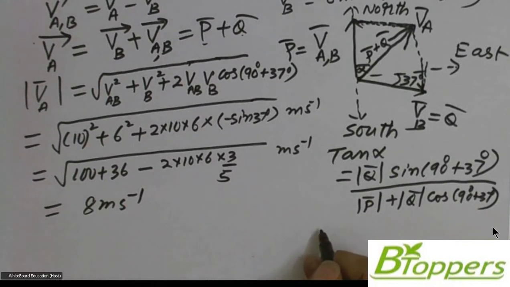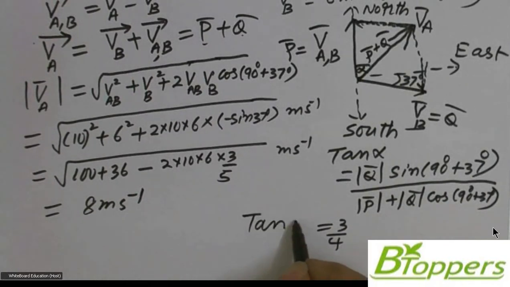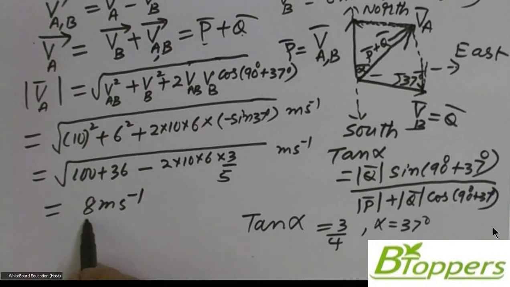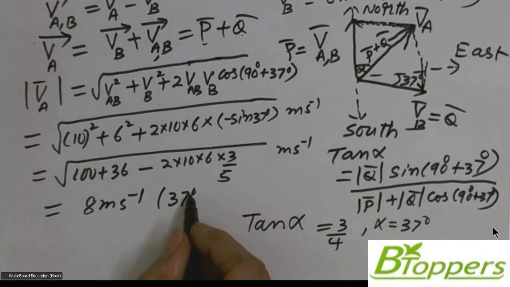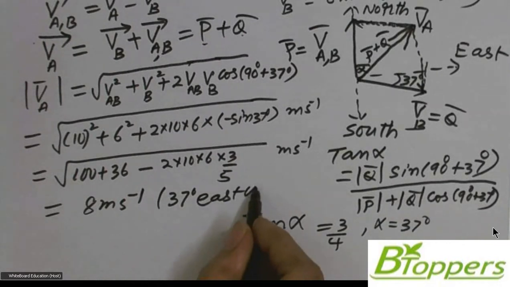Come on, do it yourself. You are supposed to get tan alpha equal to 3 by 4. That means alpha will be 37 degrees. That means the actual velocity of the body A makes an angle of 37 degrees with the north direction and inclined towards east. So the magnitude of the actual velocity of A is 8 meters per second. So the answer is 8 meters per second in the direction 37 degrees east of north.